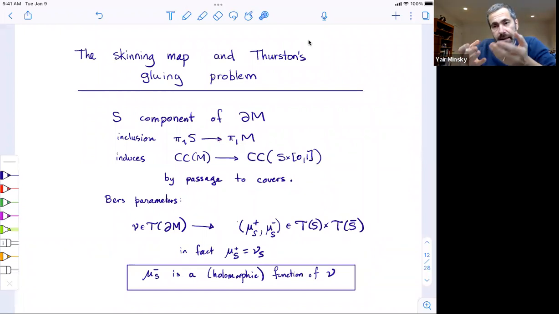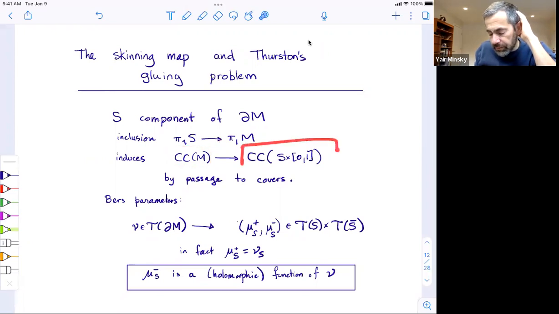So let's be clear. I take M and I take the cover associated to the boundary component S, and that is a manifold homotopy equivalent to S. That means that if I have a convex co-compact structure on M, I can lift it to a convex co-compact structure on S cross [0,1]. I should say it's not obvious that it's convex co-compact. So there's something to check here, that you really get a convex co-compact structure and not some other different structure. But that's it. The passage to covers gives me a map from this deformation space to this deformation space.